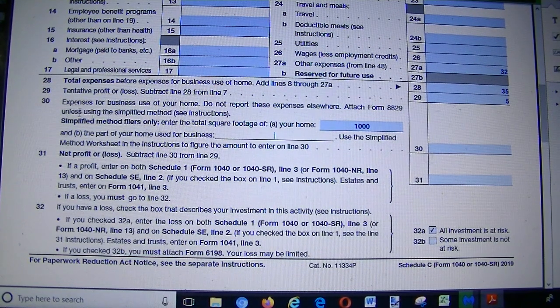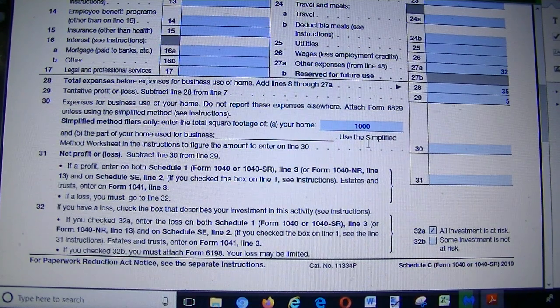And pretty much the simplified method is the square footage for the business, which should not exceed 300 square feet, times $5. That is what you are claiming. And when you are claiming the simplified method, you don't claim depreciation or anything like that.